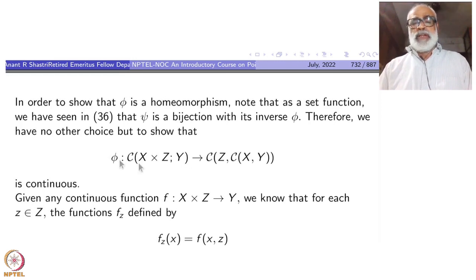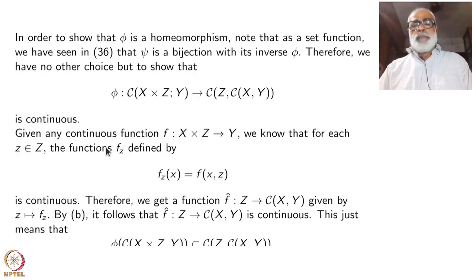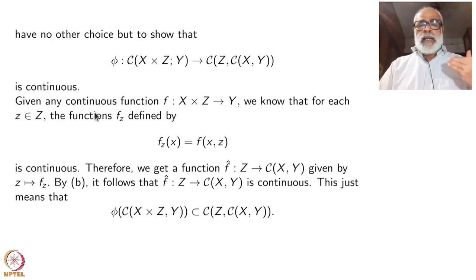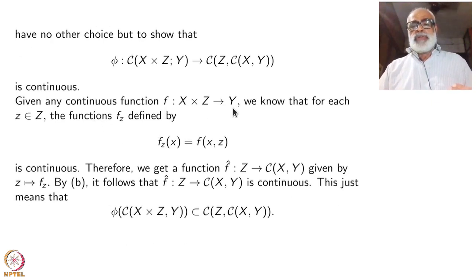Okay, so let us prove that phi is also continuous. The proof is even simpler here, but anyway you have to go through these steps. Namely, given any continuous function f from X cross Z to Y, we know that for each z in Z, the partial function f_z, namely you are fixing one coordinate z and taking x going to f of (x, z), is continuous. That you know already. Joint continuity implies partial continuity.